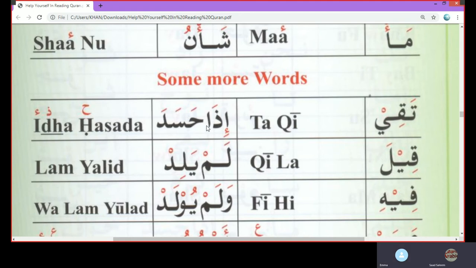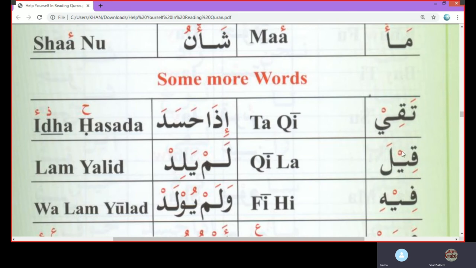Okay. Why this ya is ya madda? Do you know? Because it has kasra before it. So does that mean it's like elongated? So it's elongated, correct. Whenever you see kasra plus ya sukoon, it is ya madda. It is not simple ya, okay? So taki. Good.